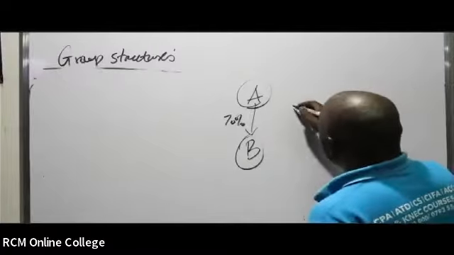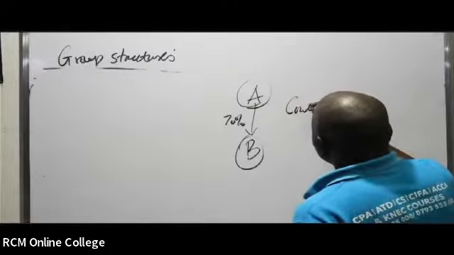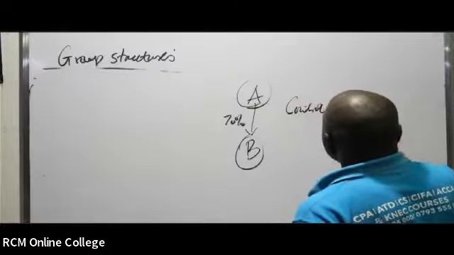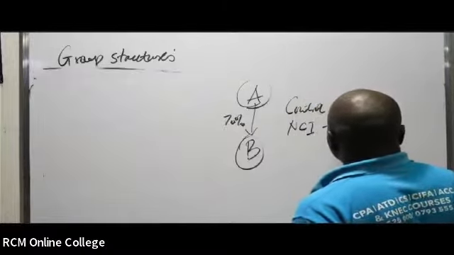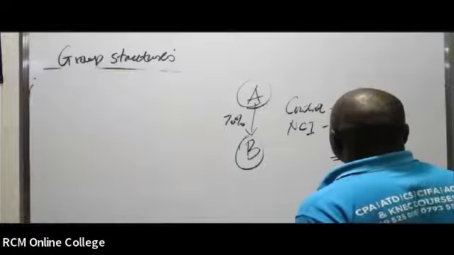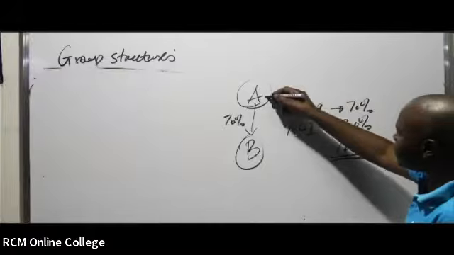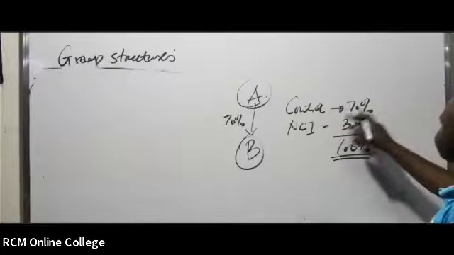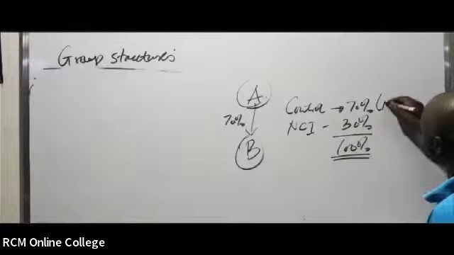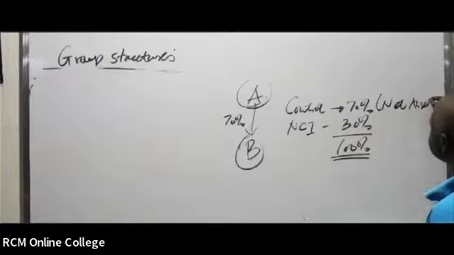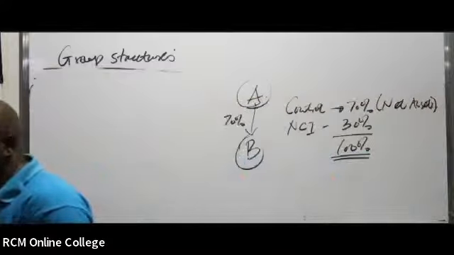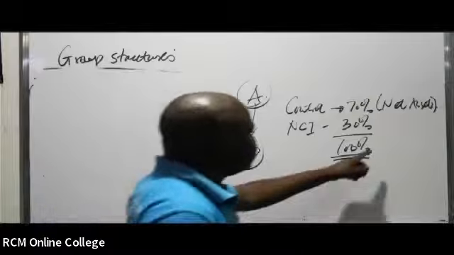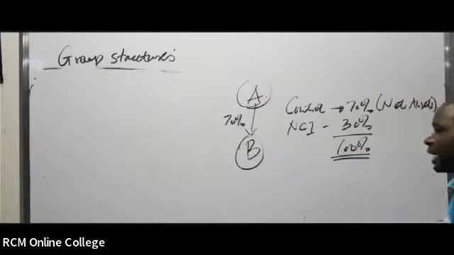So here the control is 70%. The non-controlling interest is 30%. And therefore, in total, we get 100%. So it means this parent company is only controlling 70% of the net assets. And when you talk about net assets, this is basically the equity part of the company.